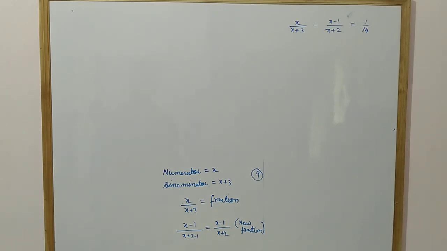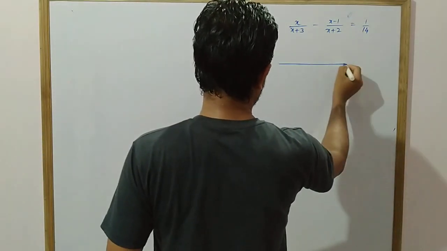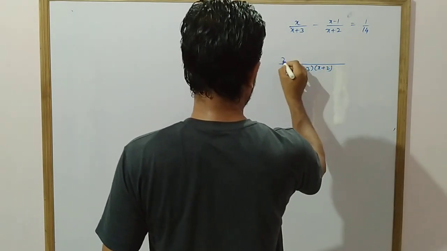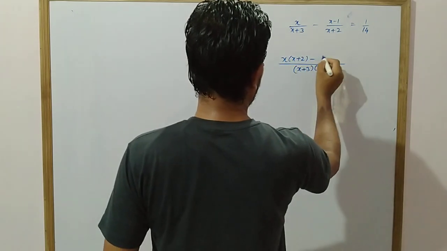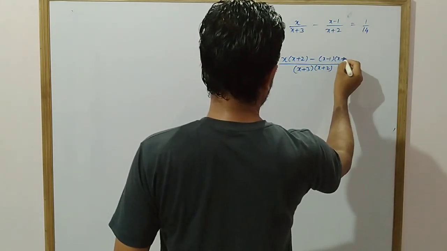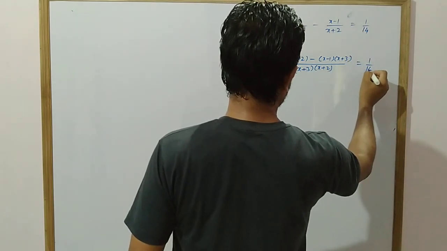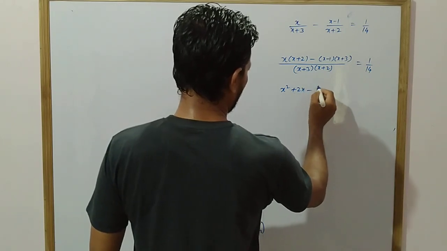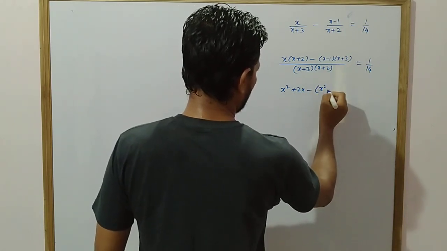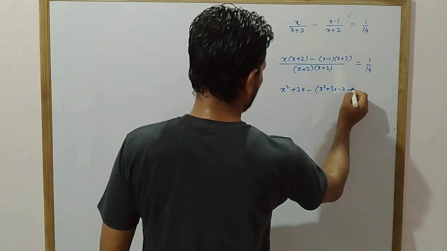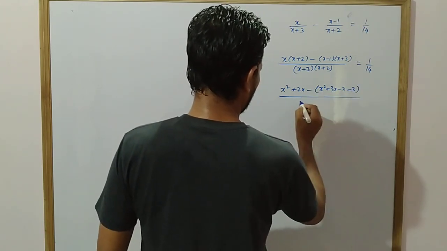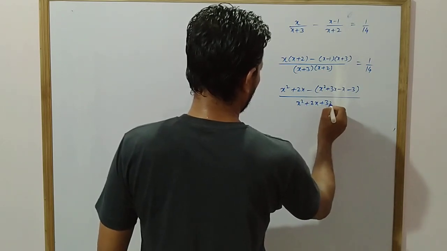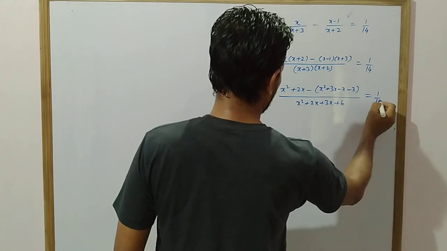Okay. Now here when we take the LCM, x plus 3 into x plus 2, this is x into x plus 2 minus x minus 1 into x plus 3 equal to 1 by 14. Here when we multiply, x square plus 3x minus x minus 3 by, multiplying this one, x square plus 2x plus 3x plus 6 equal to 1 by 14.